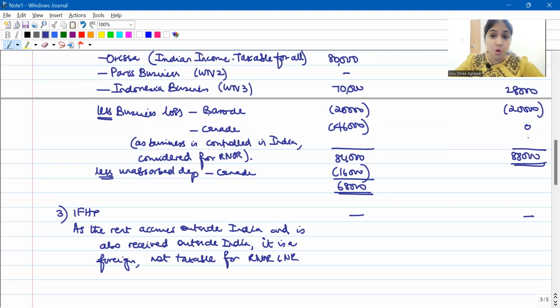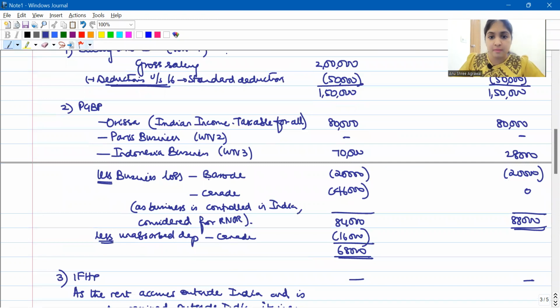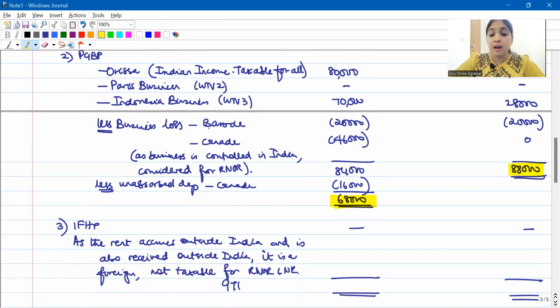It is neither received in India nor is it sourced in India, nor is it accruing in India. So come on, add up. What is the gross total income of our SSE? We first of all had salary income 1,50,000, and we have PGBP 68,000. Here we have salary income 1,50,000, PGBP 88,000. So total for our RNOR, it's going to work out to 2,18,000, and for NR, it's going to be 2,38,000. Do you get these numbers?